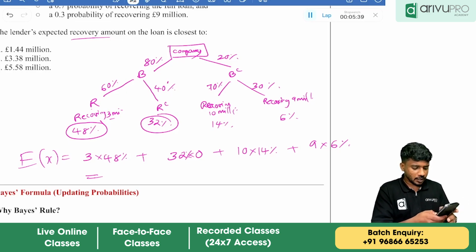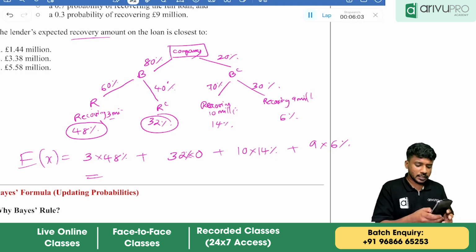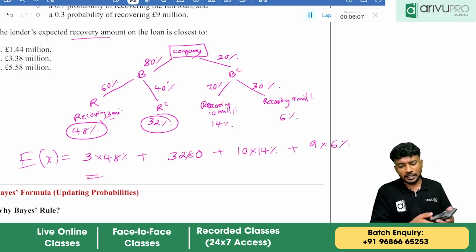So take your calculator, turn it on, clear everything, then type 3 into 4.8%, click equal to, then plus, put the bracket, the 0 is the next one, then 10 into 14, click percentage, close the bracket, plus, then put the bracket, 9 into 6%, click percentage, close the bracket, then click equal to, then finally you will get the answer.